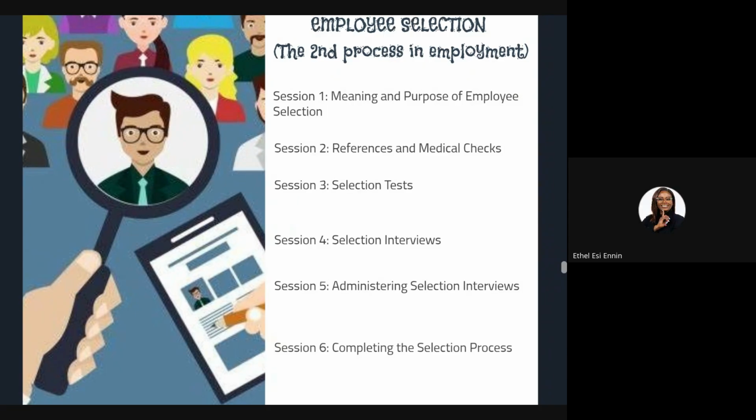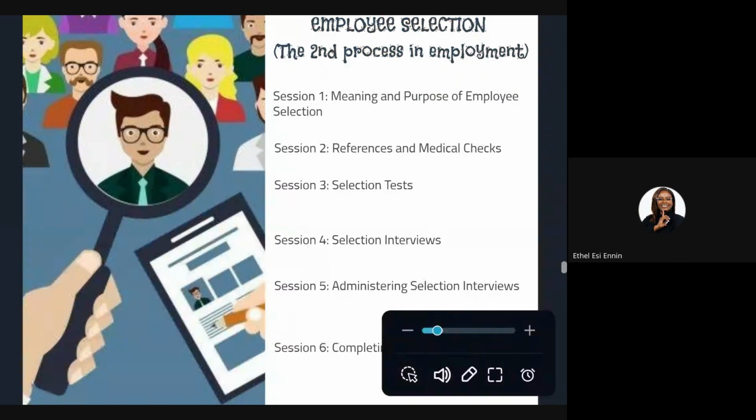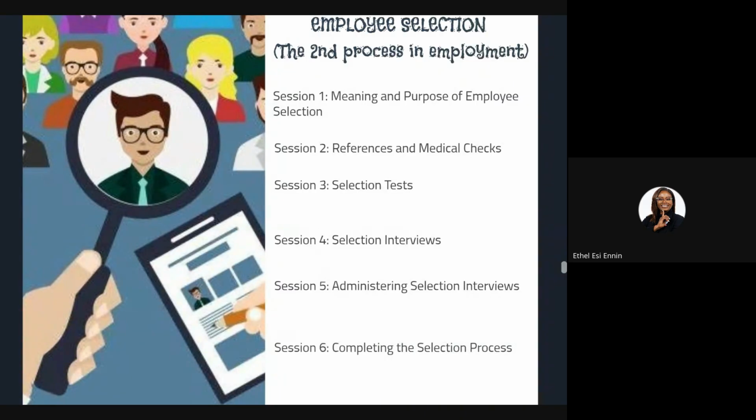Is it a question or do you want to read? I want to read. All right, then. Take us through the references and medical checks.